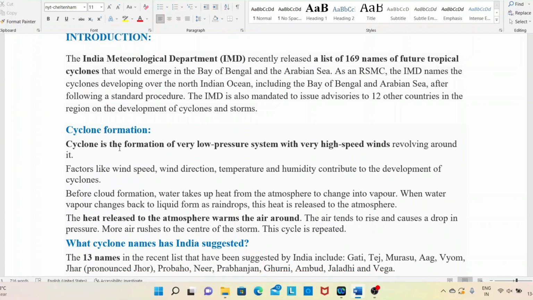The important points for the formation of a cyclone are a low pressure system and high wind speed. And the factors which contribute to the development of cyclones are wind speed, wind direction, temperature and humidity. This is about cyclone formation.